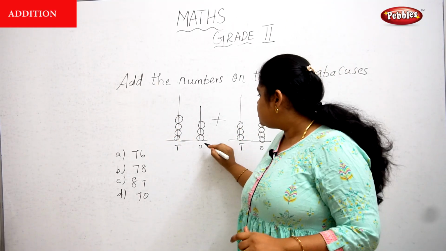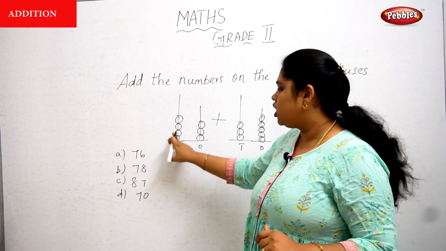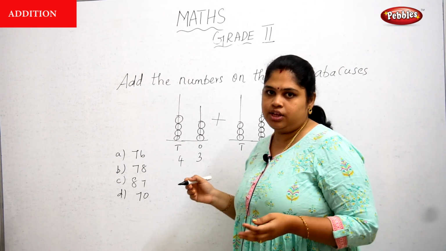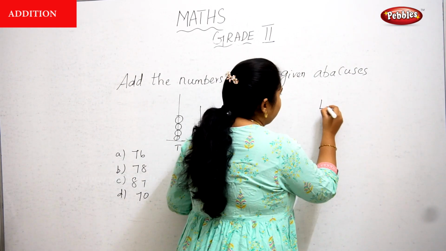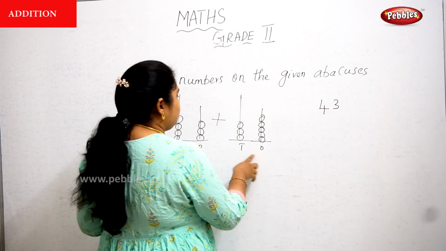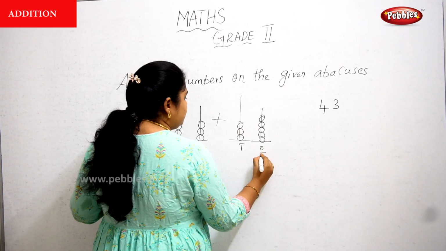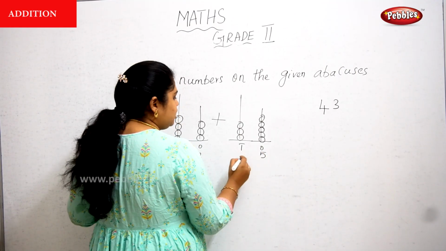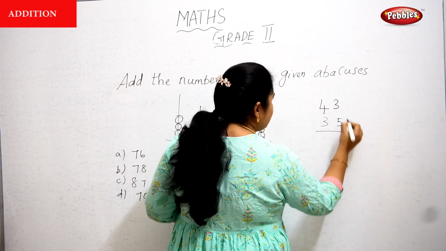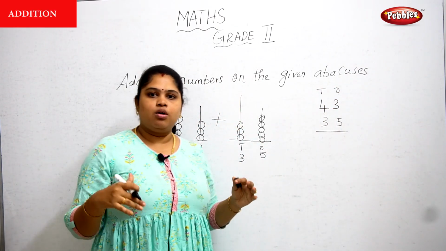We'll see that. Okay. So see, in the ones column, how many beads are there? 3 beads are there. In the tens column, how many beads are there? 1, 2, 3, 4. So 4 beads are there. So 43. I'm just writing the number here, 43. Next, see here in the ones column, how many beads are here? 1, 2, 3, 4, 5. So 5 beads are here. In the tens column, how many beads are here? 3 beads are here. So 35. Always it is ones and tens. So you should know about ones and tens.